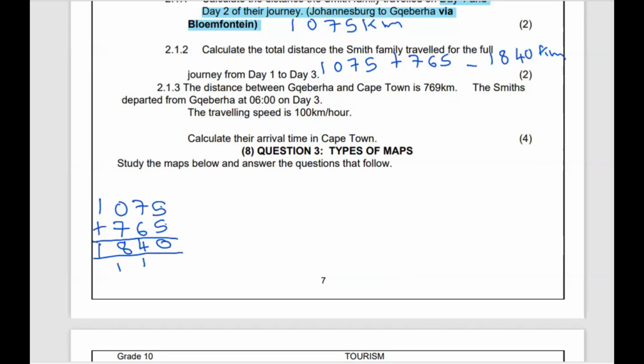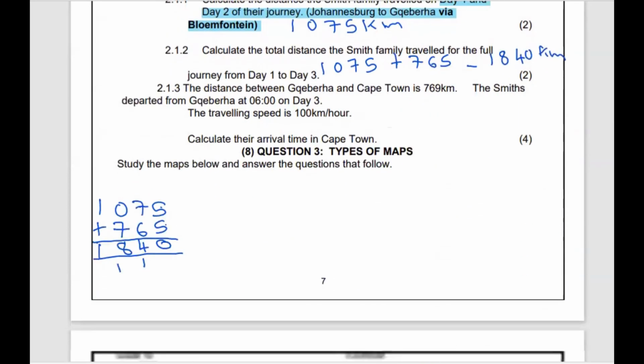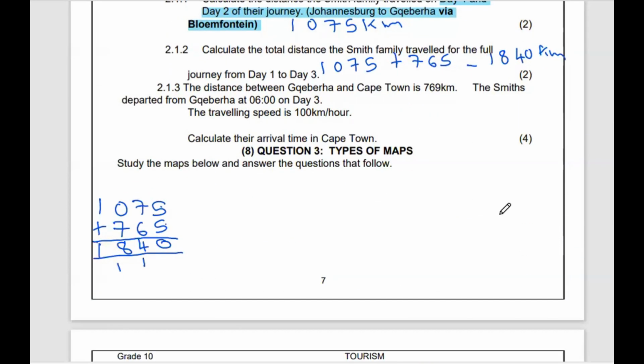Then the next question. The total distance between Gqeberha and Cape Town is 769 kilometers. I think there's a point of correction: 769. The Smiths departed Gqeberha at 6 o'clock on day one. The traveling speed was 1,000 kilometers per hour. Calculate their time of arrival. So we say 769.